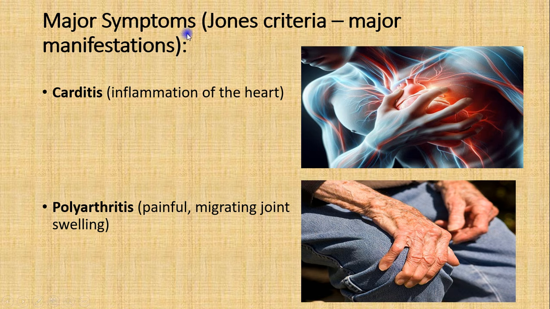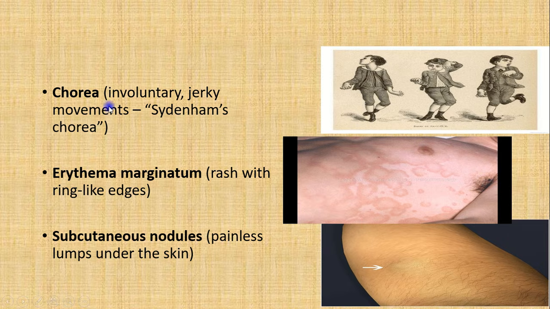encompasses the major manifestations, which are carditis, that's inflammation of the heart, polyarthritis, painful migrating joint swelling, chorea, involuntary jerky movements, that's Sydenham's chorea to be specific, or St. Vitus's dance, erythema marginatum, rash with ring-like edges. We have subcutaneous nodules, painless lumps under the skin. You can see one here.